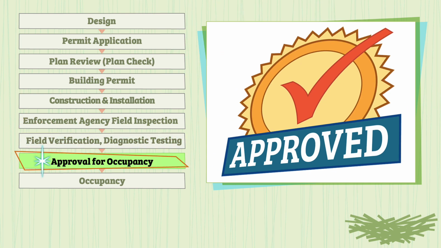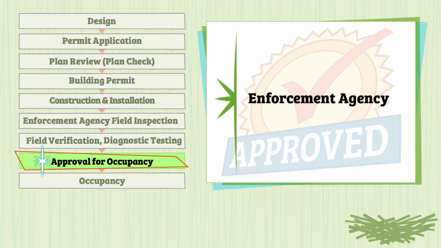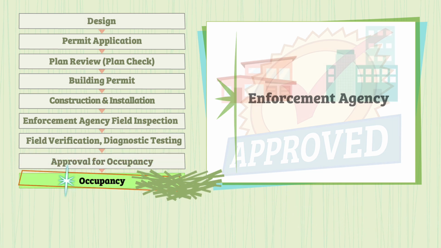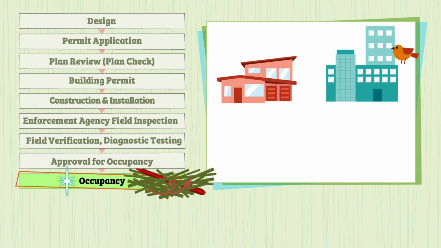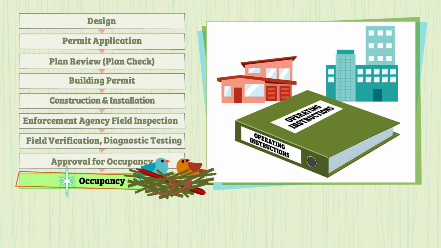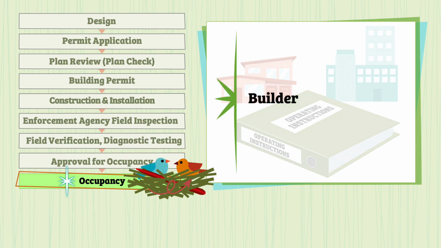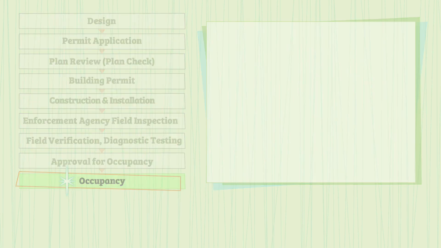Once the building inspector confirms all documentation is correct and the project passes final inspection, the enforcement agency can issue an occupancy permit. This means building occupants can now move in. The builder is required to leave all compliance documentation in the building for the occupants, along with instructions for operating and maintaining the features of the building efficiently.